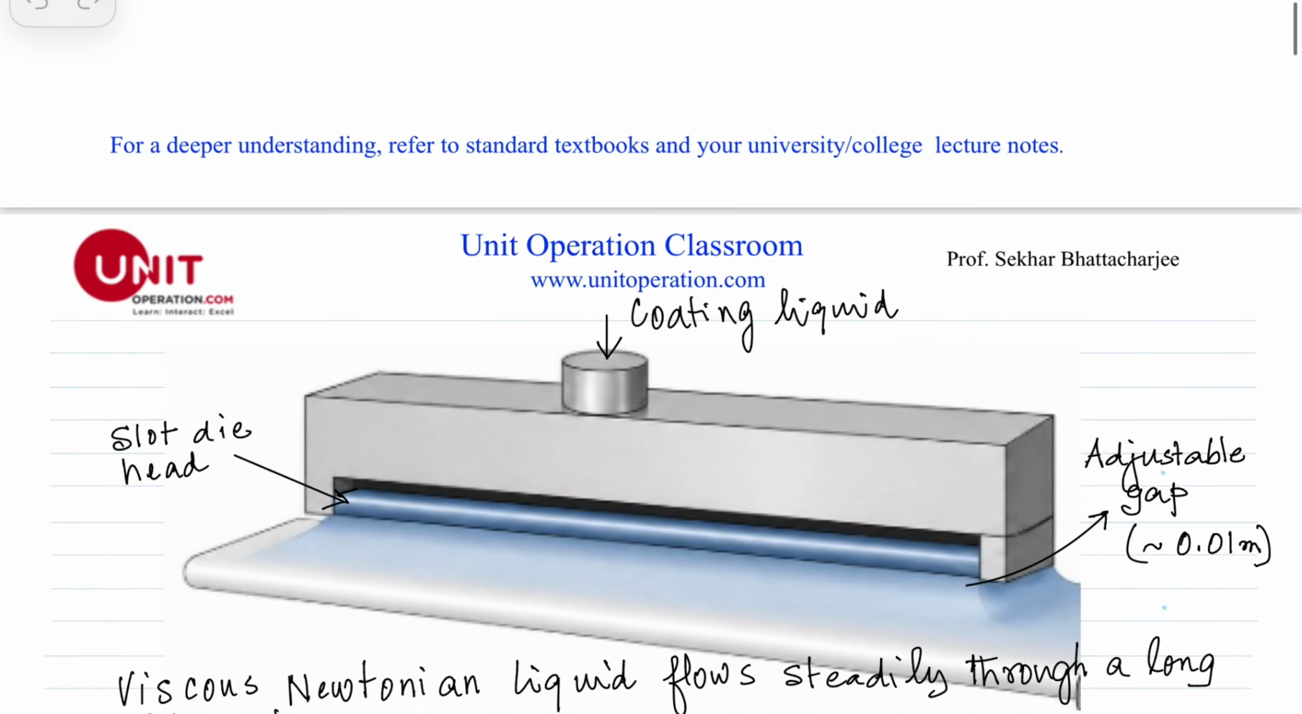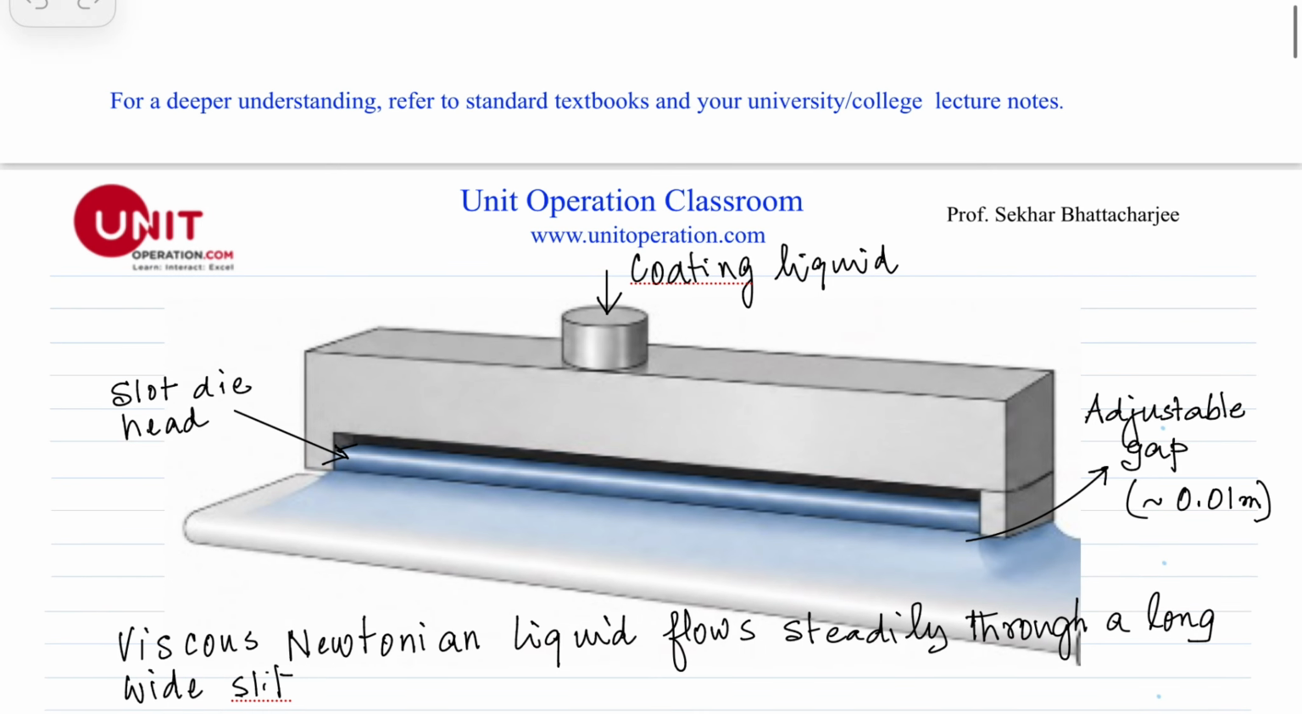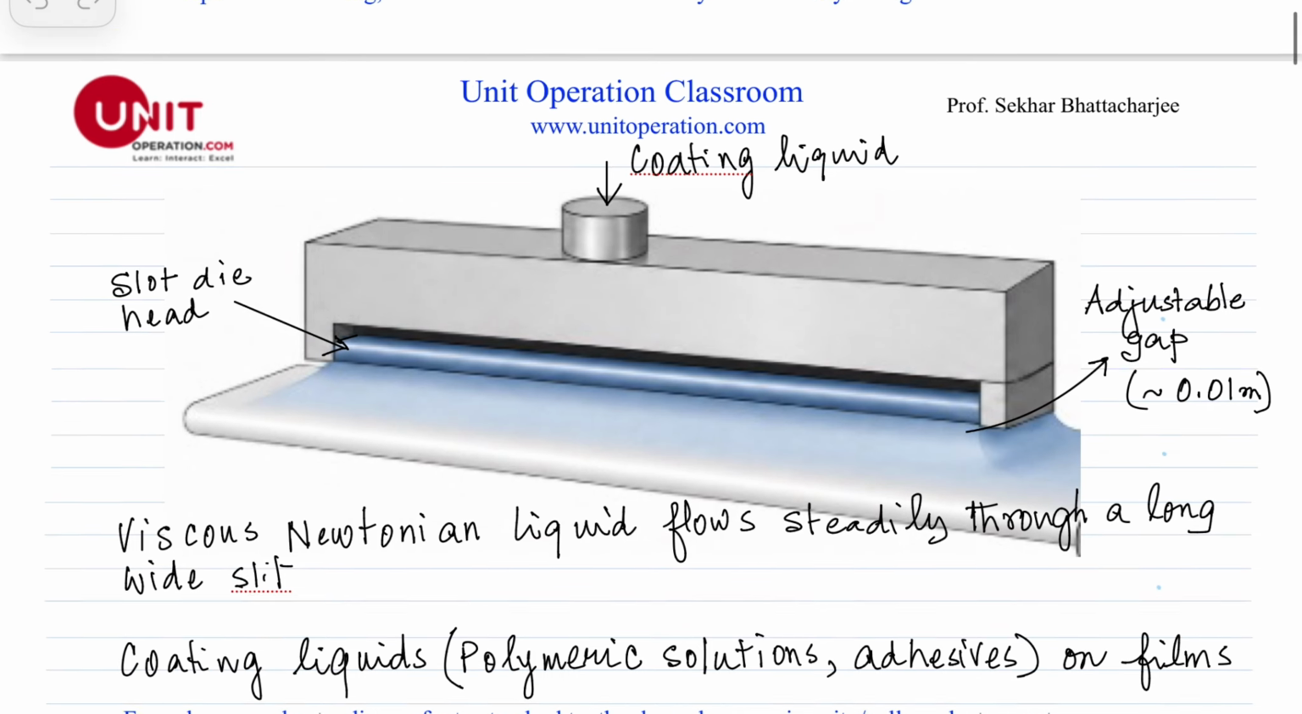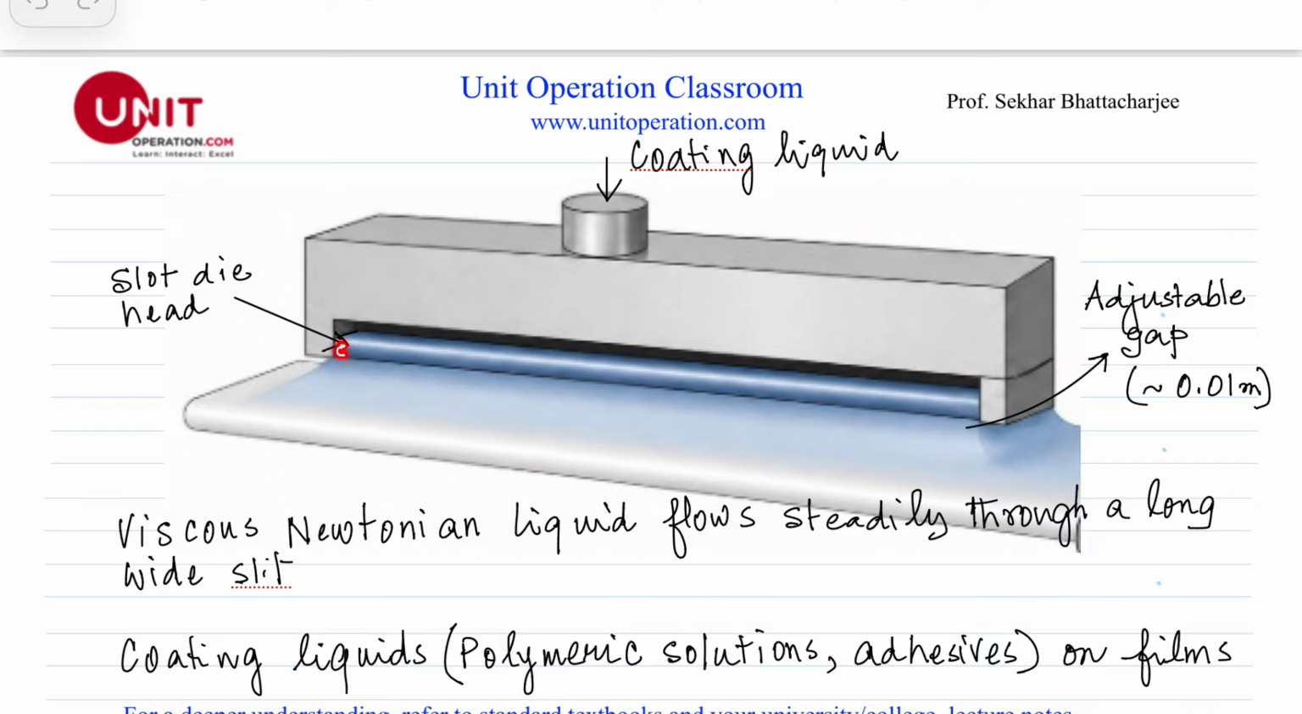First, let's look at the industrial relevance of this problem. This is like slot die coating equipment. Basically this is a slot, a very thin, very small opening through which coating liquids like polymeric solution, adhesive, etc. come out and are deposited on the films.